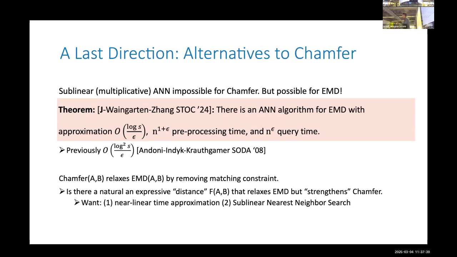So another impactful direction, both on the theory side and on the practical side, is to see whether there are better similarity functions that still have the expressivity. They still relax Earth mover distance, as chamfer does, but they also admit sublinear time multiplicative approximations for nearest neighbor search. Such a function would be useful both in theory and practice.